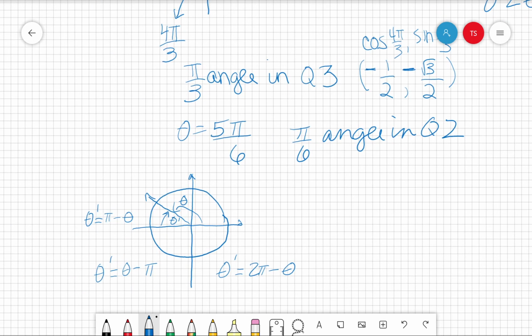And we can put these in degrees too if you feel more comfortable. Theta prime is equal to 180 minus theta, or theta prime is equal to theta minus 180 degrees, or theta prime is equal to 360 minus theta.